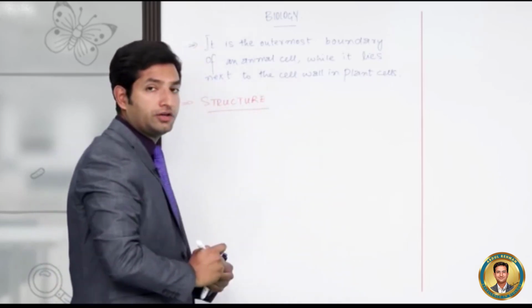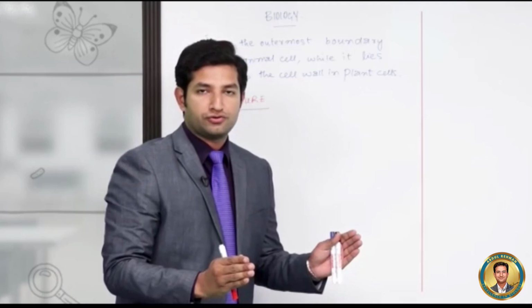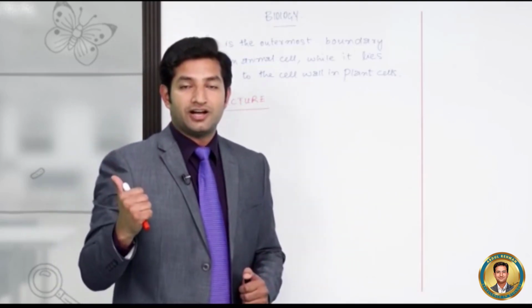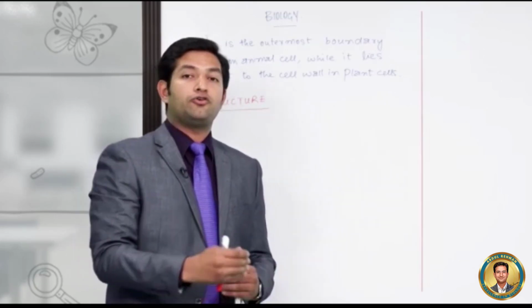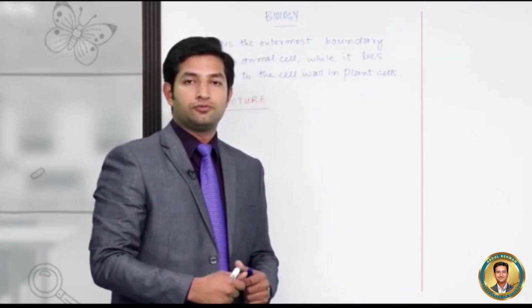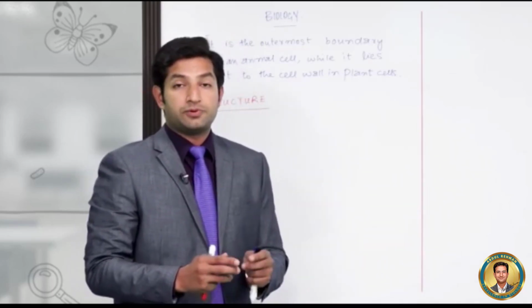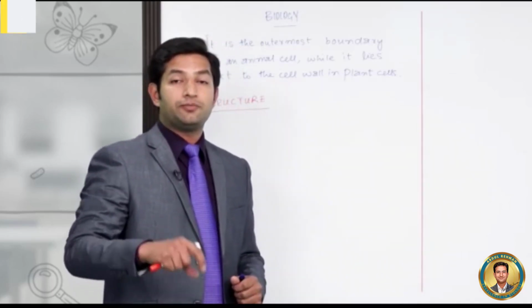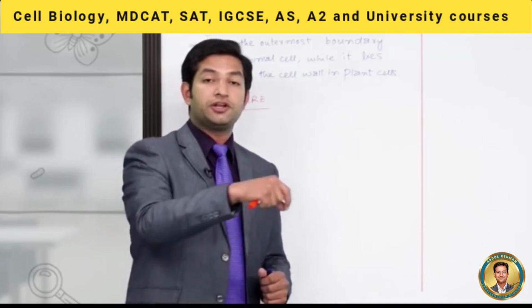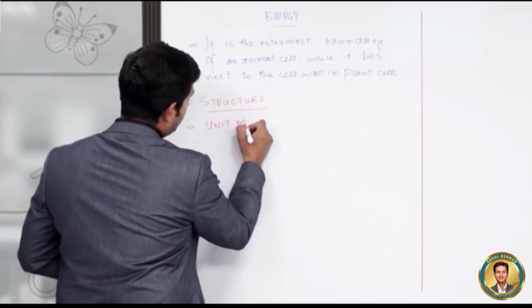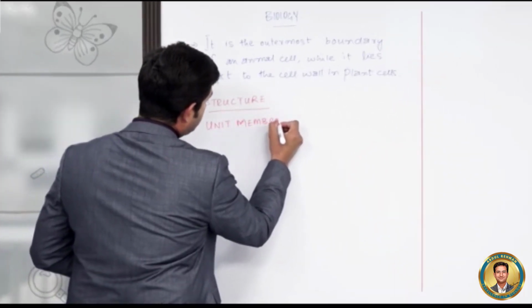different scientists worked on explaining the structure of the plasma membrane, but in ancient times there were no microscopes. Later on, with the invention of the compound microscope and then the electron microscope, scientists were able to explain what the plasma membrane is made up of, what kinds of molecules are present inside it. So the first thing is the unit membrane model.